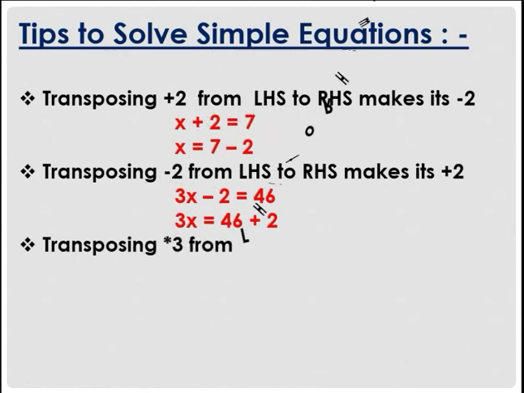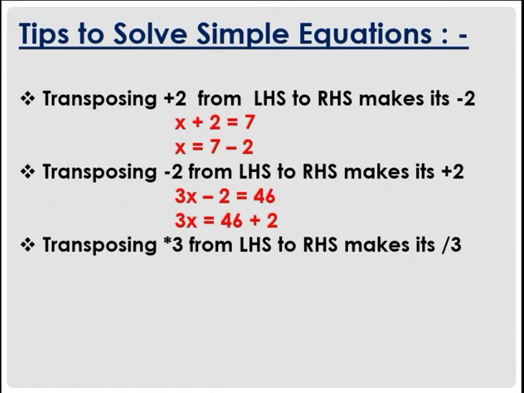Third, transposing multiplication by 3 from LHS to RHS makes it divide by 3. So 3 multiply x is equal to 42. Now we shift multiplication 3 from LHS to the right hand side. It becomes divide 3. So x is equal to 42 divide 3.